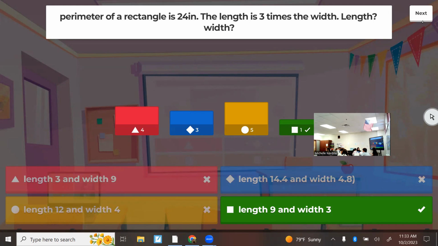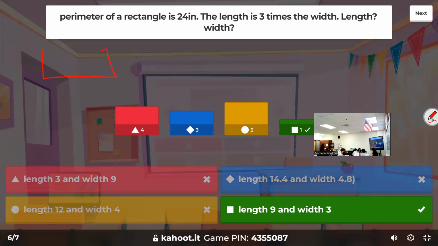But for this one, you would have to know what perimeter means. So how can I find perimeter of any shape? Add up all the sides. How many sides does the rectangle have? Are all the sides the same length? No. Only the ones that face each other are the same length.